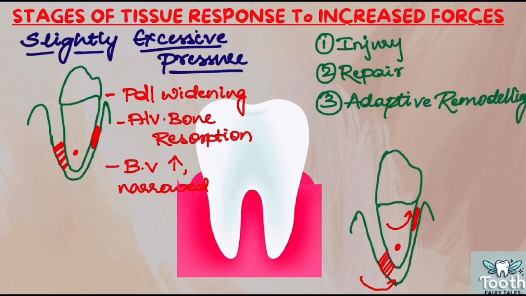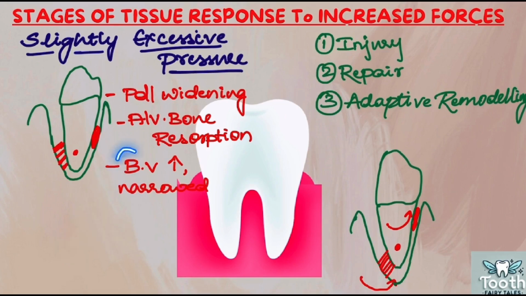Why do we see increase in the blood vessels in the slightly excessive pressure area? When there is increase in the pressure on the periodontal ligament, the tissues over here are under constant stress and there is damage happening. So the body responds by increasing the vascular supply in this area. When the blood vessels are increased in this area, this process is known as neovascularization.